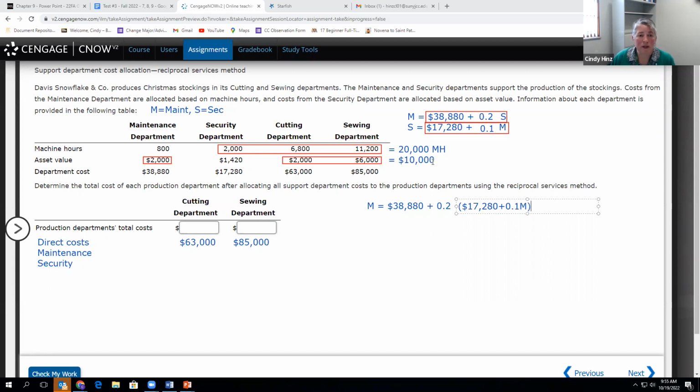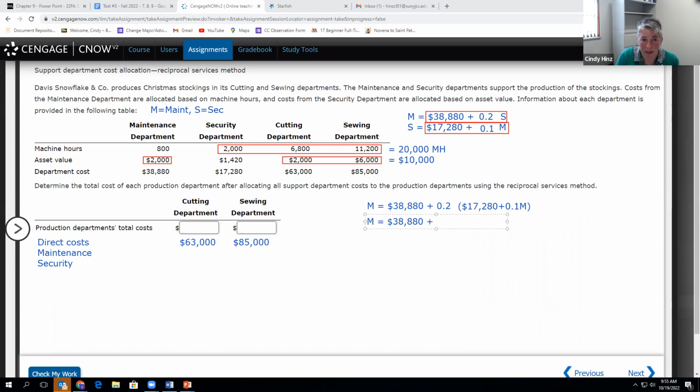And so I'm just plugging the second equation into the first. M equals 38,880 plus 0.2, and then the part in parentheses is what we know S is equal to. So now we have an equation with just one variable, and we're just going to follow the regular order of operations and solve. I'll do this one step at a time just to make sure it's clear.